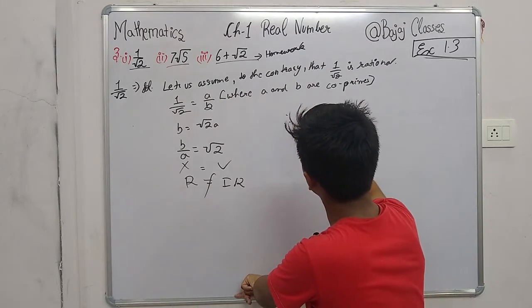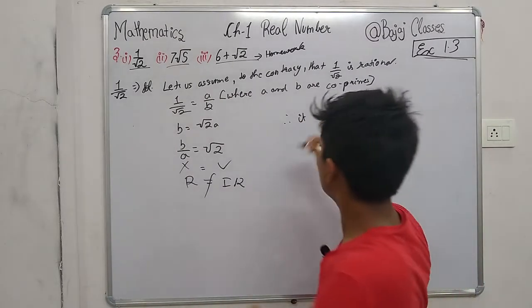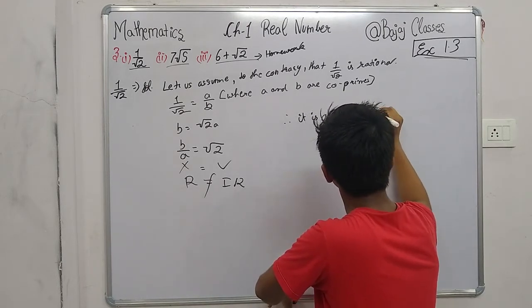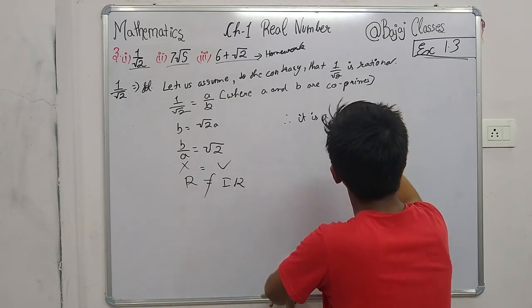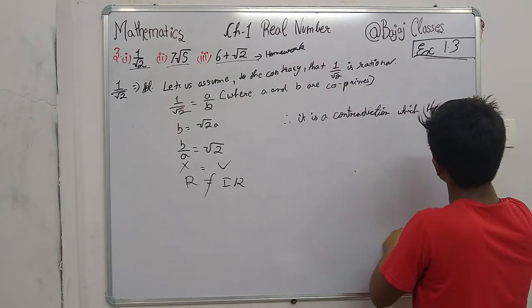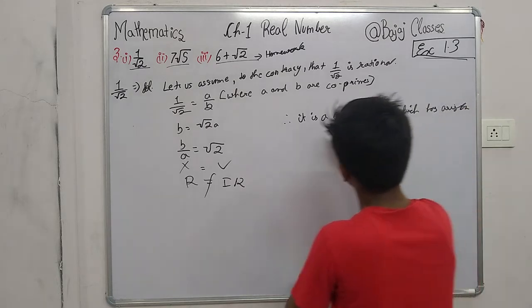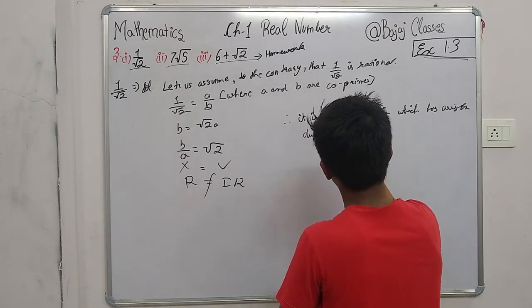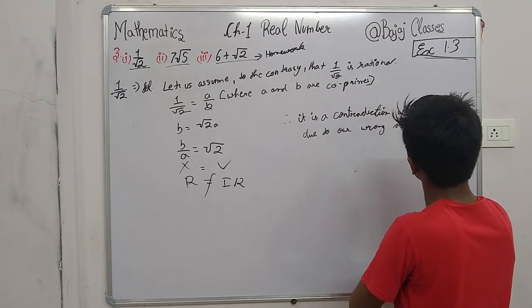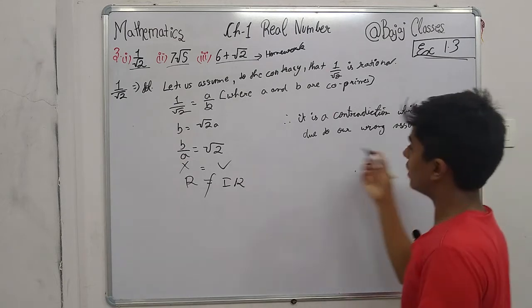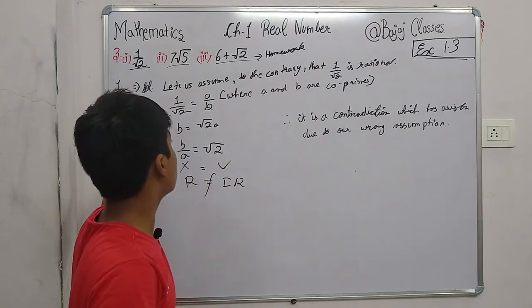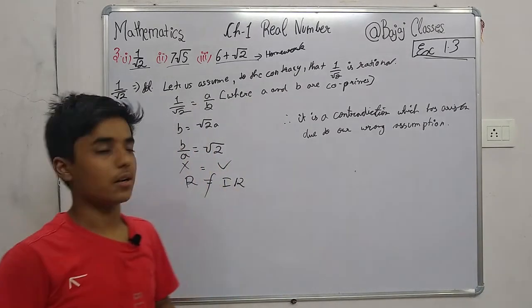So therefore, it is a contradiction which has arisen due to our wrong assumption. This means this contradiction has been arrived at by a wrong assumption. So by this you can say that 1 by under root 2 is irrational.